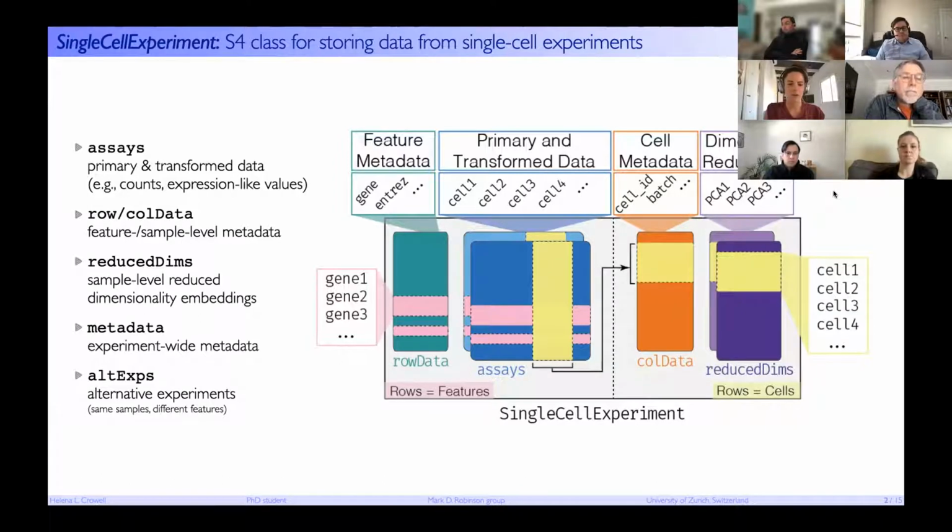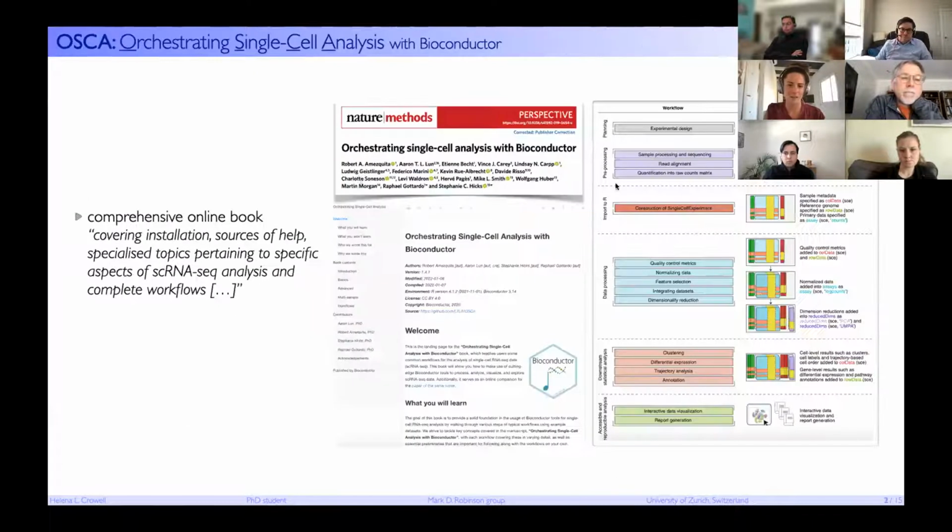Over the years, there has been lots of development around this class, and perhaps the greatest demonstration of this is the OSCA book, Orchestrating Single Cell Analysis with Bioconductor. This is really a great resource, a comprehensive online book, both for teaching, but also self-learning, and just giving an overview of all the infrastructure available in Bioconductor. And this comprises theoretical background on technologies, the SingleCellExperiment class, pre-processing, downstream analysis steps.